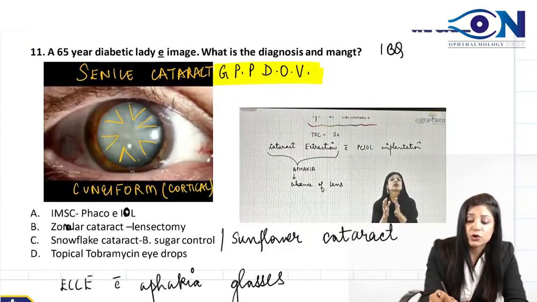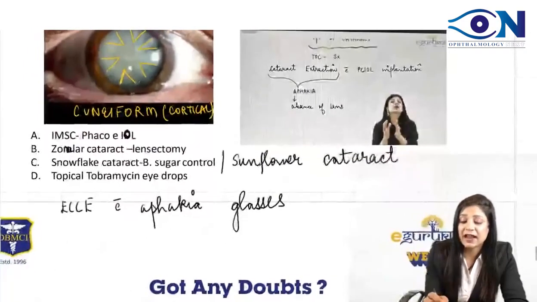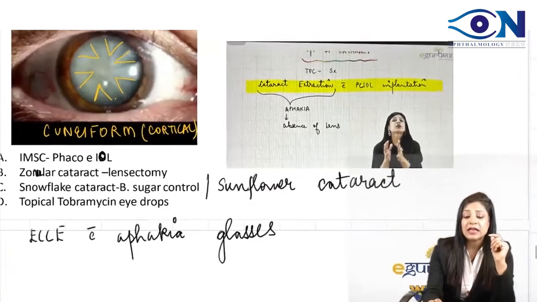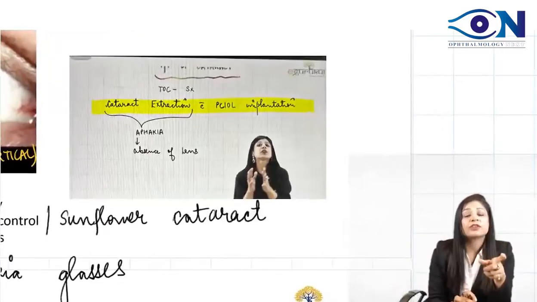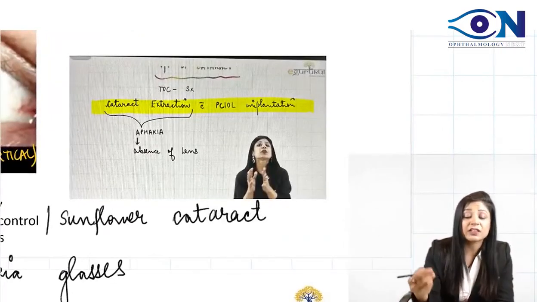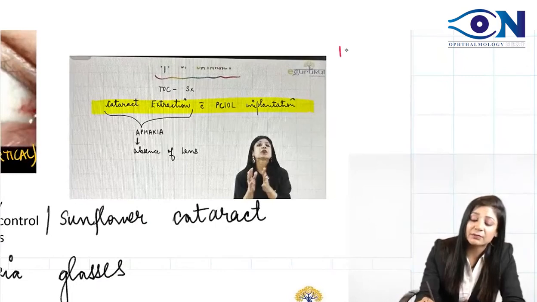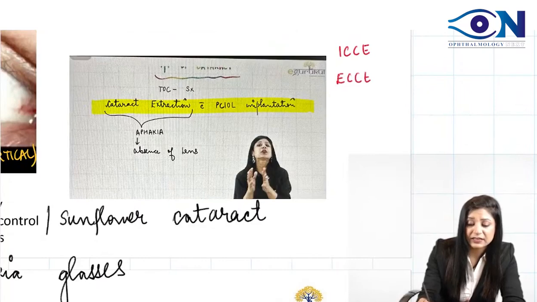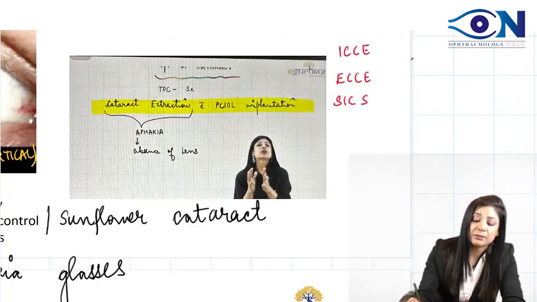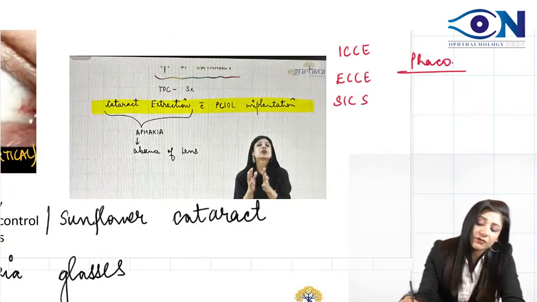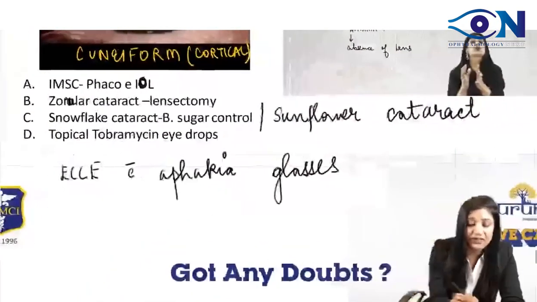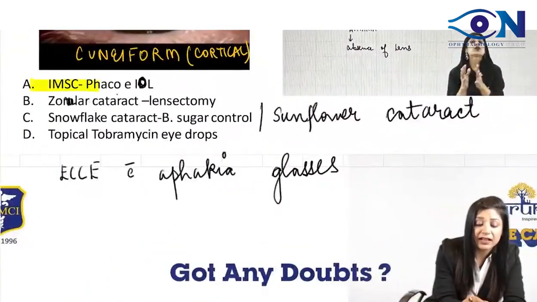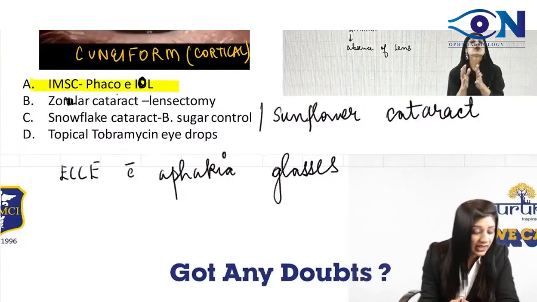So I always told you that the main treatment of the cataract will be the cataract extraction with the PCIOL implantation. And we have got different methods for the cataract extraction, and even in the one shot session we discussed this. It can be ICCE, it can be ECCE, it can be SICS, and the most recent and advanced is the phaco. So here what they have given is the phaco with the IOL. Therefore the answer to this question will be immature senile cataract, and the phaco option is there.